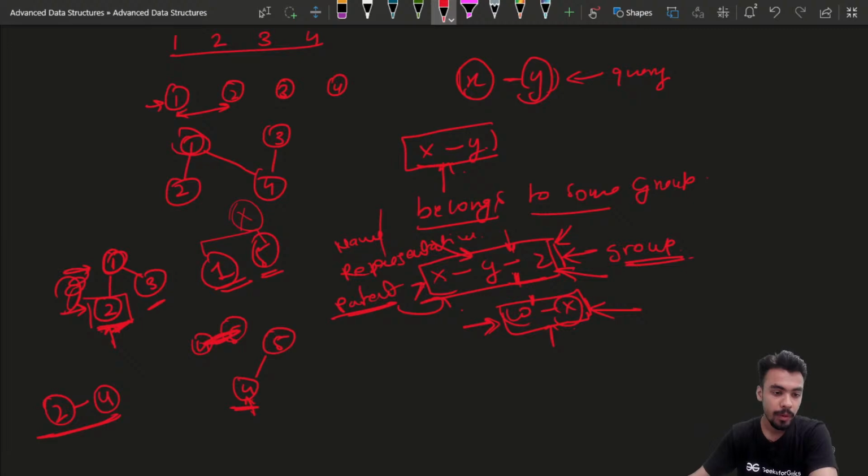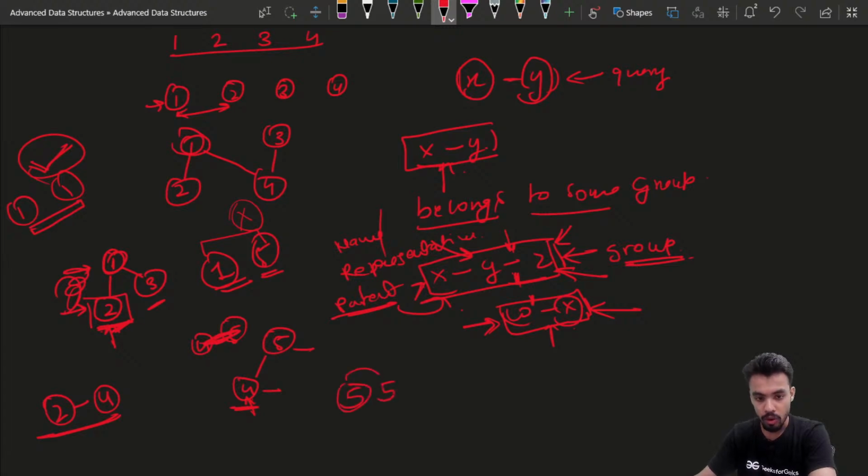Now suppose we are checking 2 and 3. The parent of 2 is 1 and the parent of 3 is also 1. As both belong to the same parent, they fall in the same group, hence they are friends. Now if we check 4 and 5, the parent of 4 is 5 and the parent of 5 is 5. As they both have the same parent, these two are friends. So I think you got the idea of how we are going to do this.